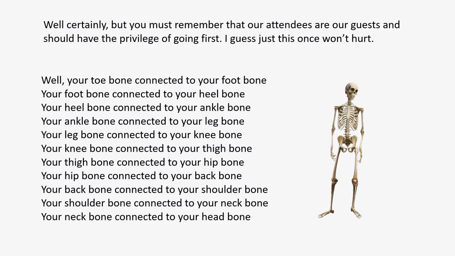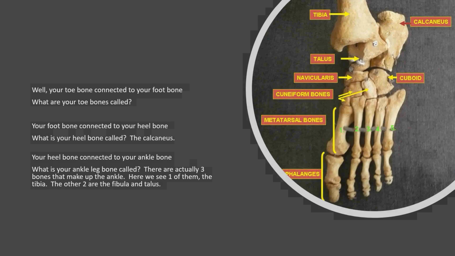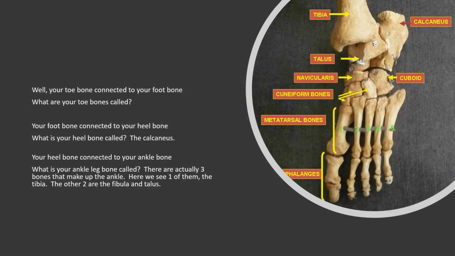That is what we're learning when we go through the skeletal chapter. Now, your toe bone is connected to your foot bone. Does anyone know what the real name is for toe bones? Well, those are those phalanges down there, and your metatarsals. Your foot bone is connected to your heel bone. What's your heel bone called? The calcaneus.